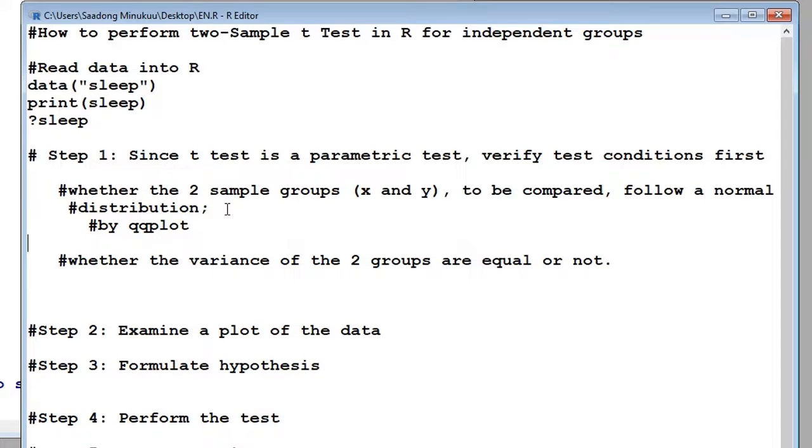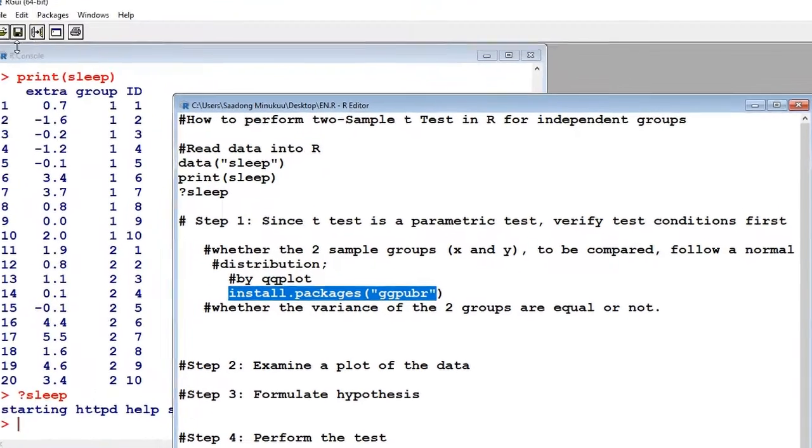Now, doing your QQ plot is very, very simple. You need a package called ggpubr. I cannot even pronounce it. So you simply install the package. Let's say you say install.packages, into brackets, into quotations, you put this package there, ggpubr, close the quotations, close the bracket, and then you run this to install your package.